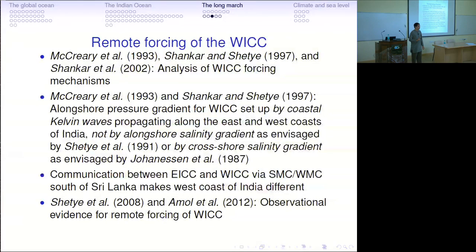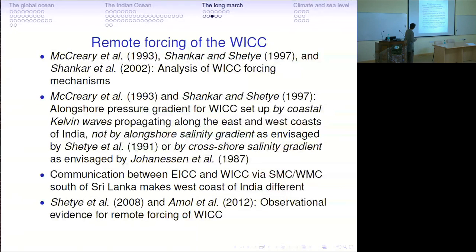Observational evidence was very difficult to get because multi-mission repeat cycles, though very good for the Rossby wave, are no good for the Kelvin wave. The Kelvin wave propagates at 2 meters per second, and a 7-day repeat cycle is not good enough. There are no data available that will give you the Kelvin wave. Until direct current measurements were made, there was no observational evidence for remote forcing of the West India Coastal Current.